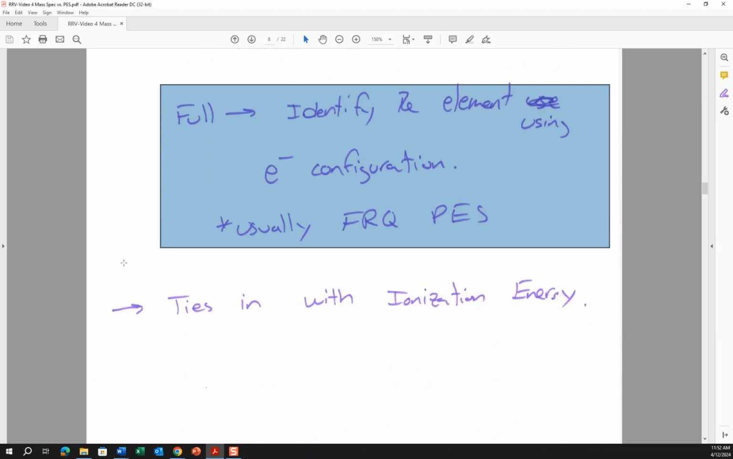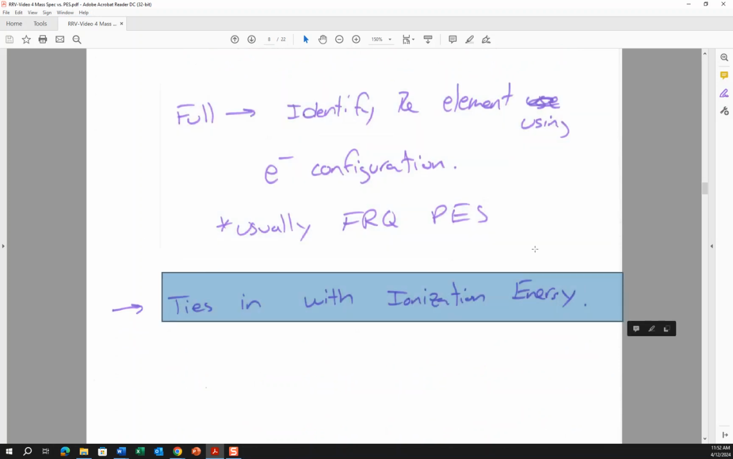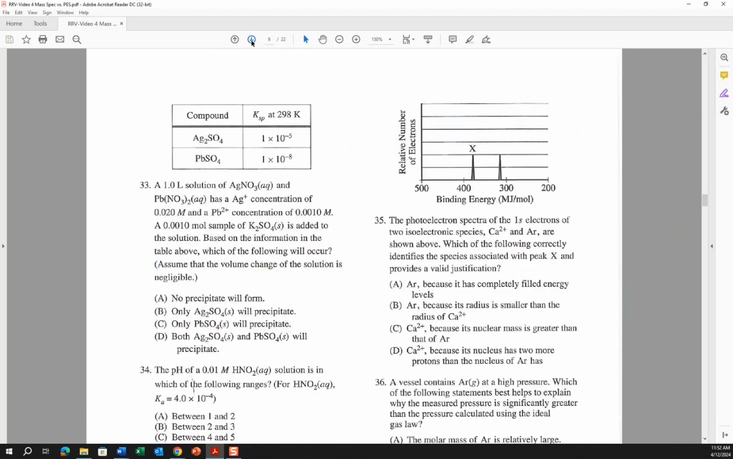And then just remember, PES ties in with ionization energy. The higher the binding energy, the more difficult it is to remove the electron from the atom, and that is what ionization energy kind of is: how much energy is required to remove the electron from the atom. Okay, so here we have a partial PES.